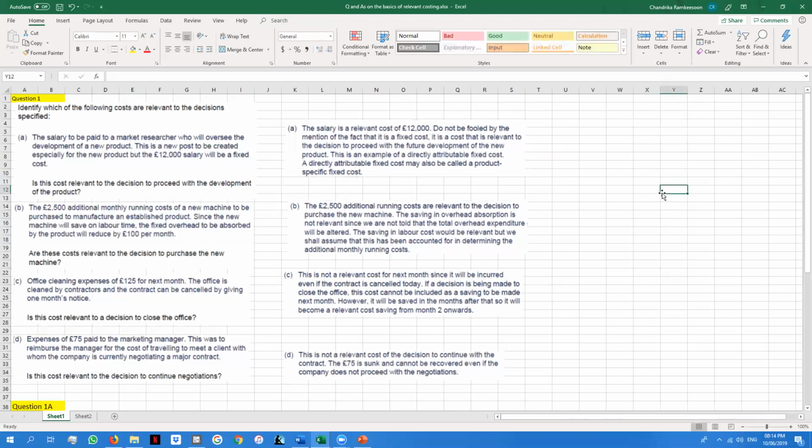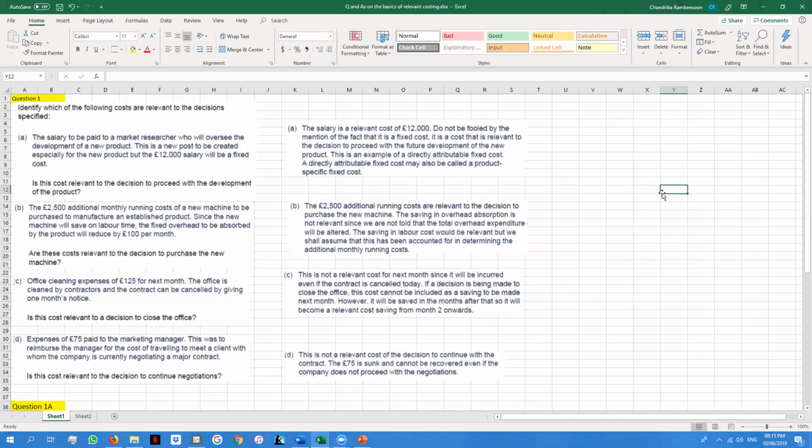So the salary is a relevant cost, as we said. Do not be fooled by the mention of the fact that it is a fixed cost. It is a cost that is relevant to the decision to proceed with the future development of the new product. This is an example of a directly attributable fixed cost, sometimes referred to as a specific fixed cost. A directly attributable fixed cost may also be called a product specific fixed cost. B, the 2,500 additional running costs are relevant.